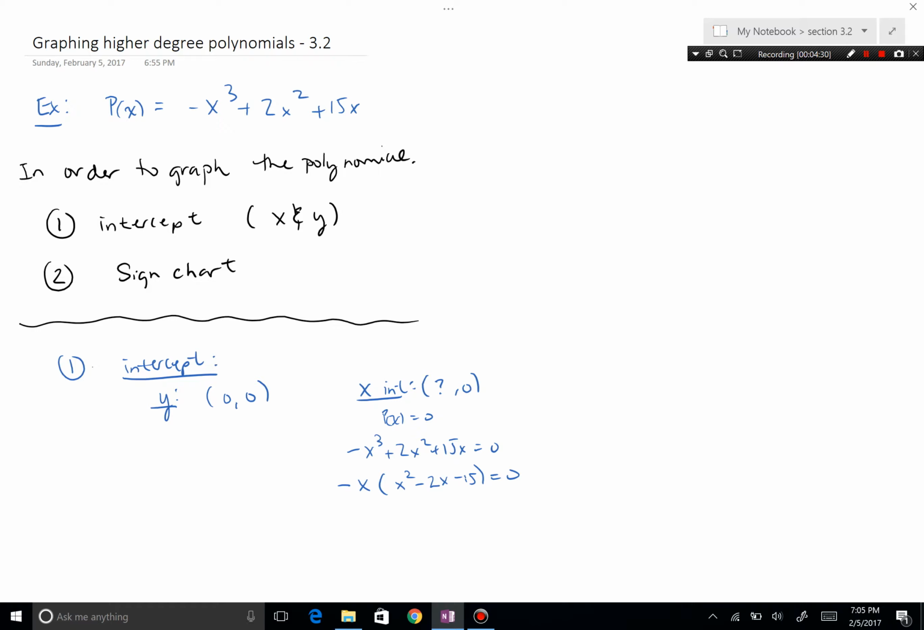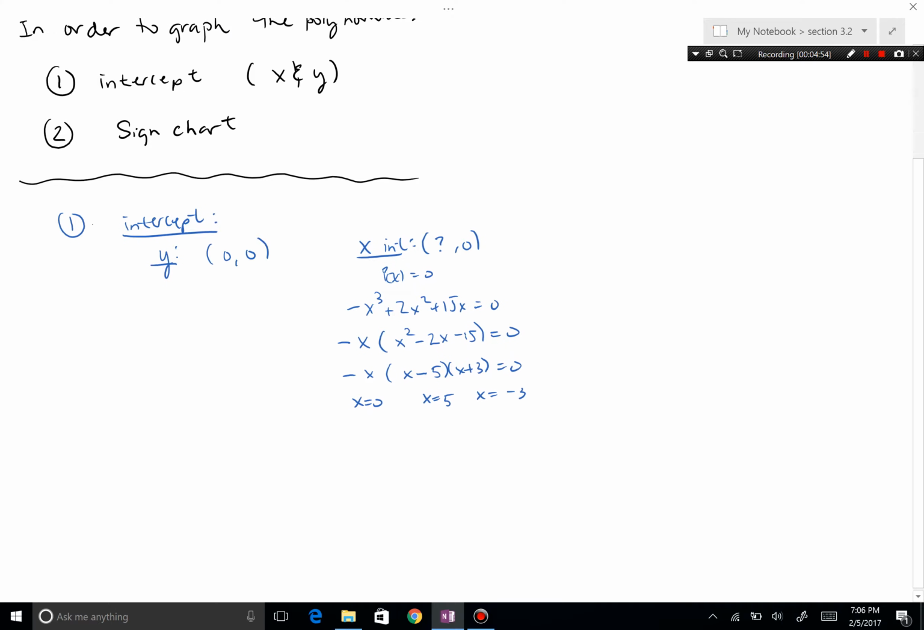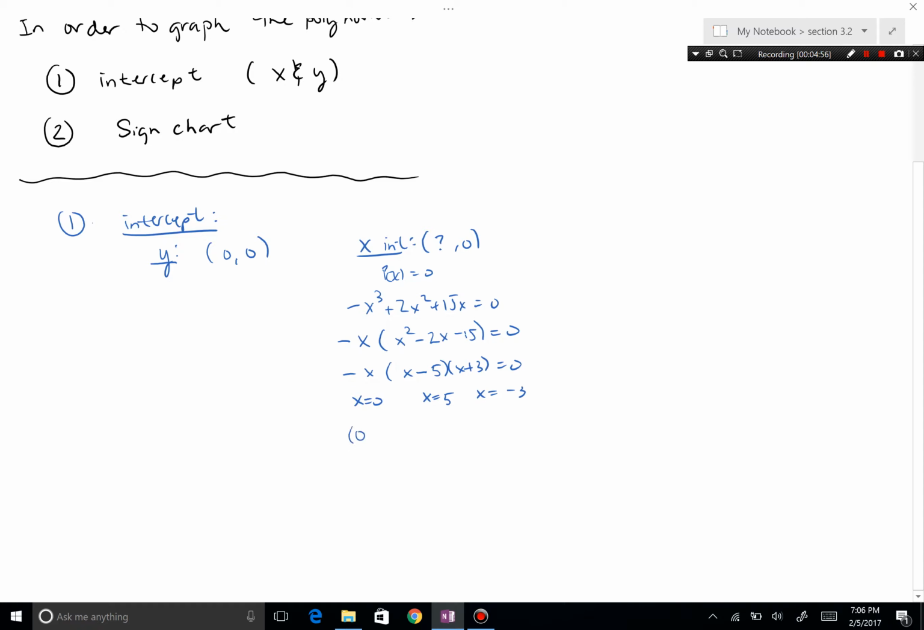Does this factor? I think it does, by golly. Negative 5 and positive 3. That worked out okay, right? So this is why I said it's kind of helpful when you factor it up front, because that's what this would have factored into, and then you could have just jumped right here, and you get x equals 0, x equals 5, x equals negative 3. So you get 3 x-intercepts, which is this, and this.